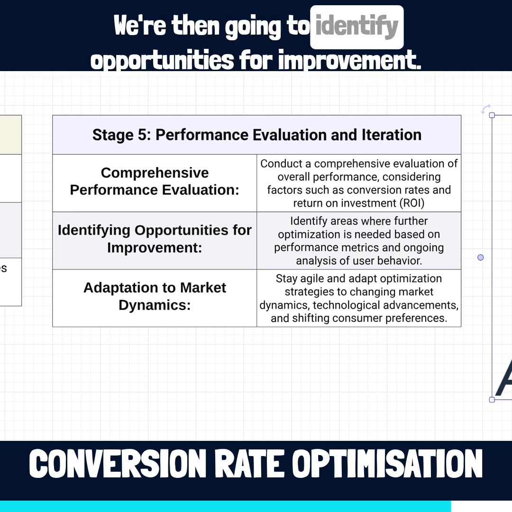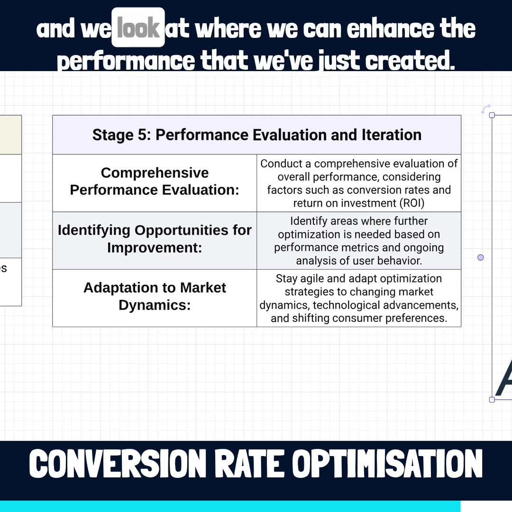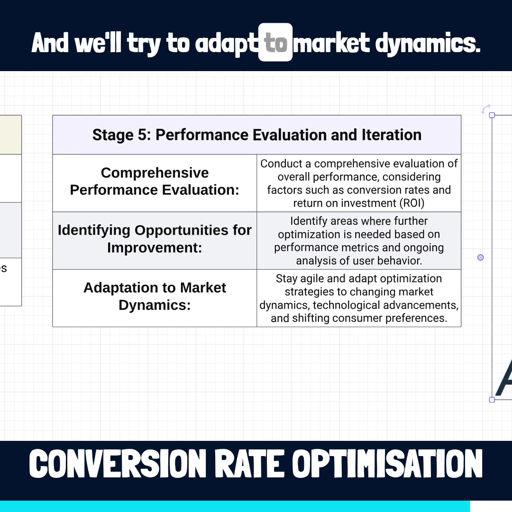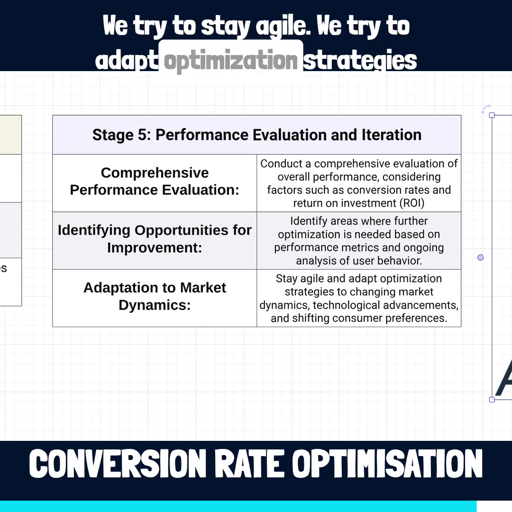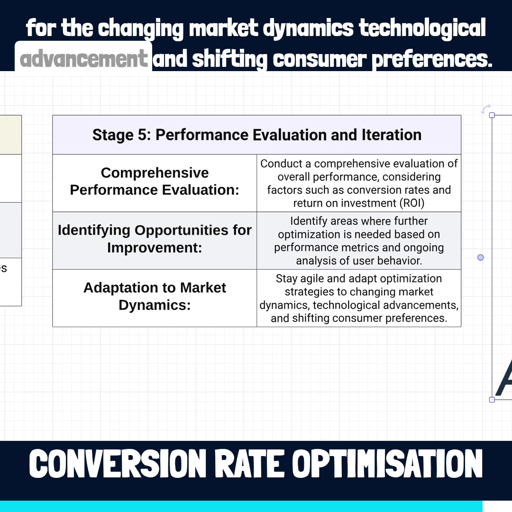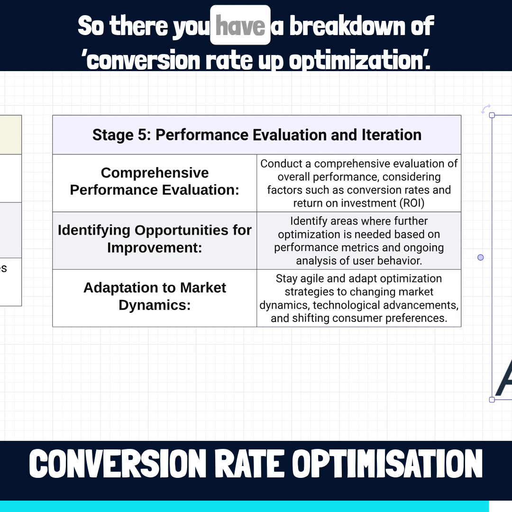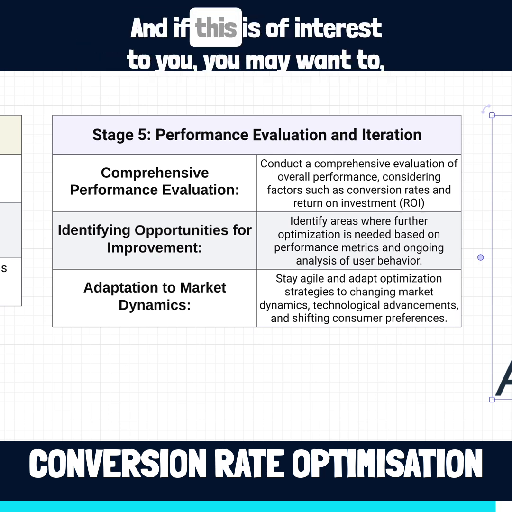We're then going to identify opportunities for improvement. So we identify areas where further optimization is needed, and we look at where we can enhance the performance that we have just created, and we try to adapt to market dynamics. We try to stay agile, and we try to adapt optimization strategies for the changing market dynamics, technological advancement, and shifting consumer preferences. So there you have a breakdown of conversion rate optimization.